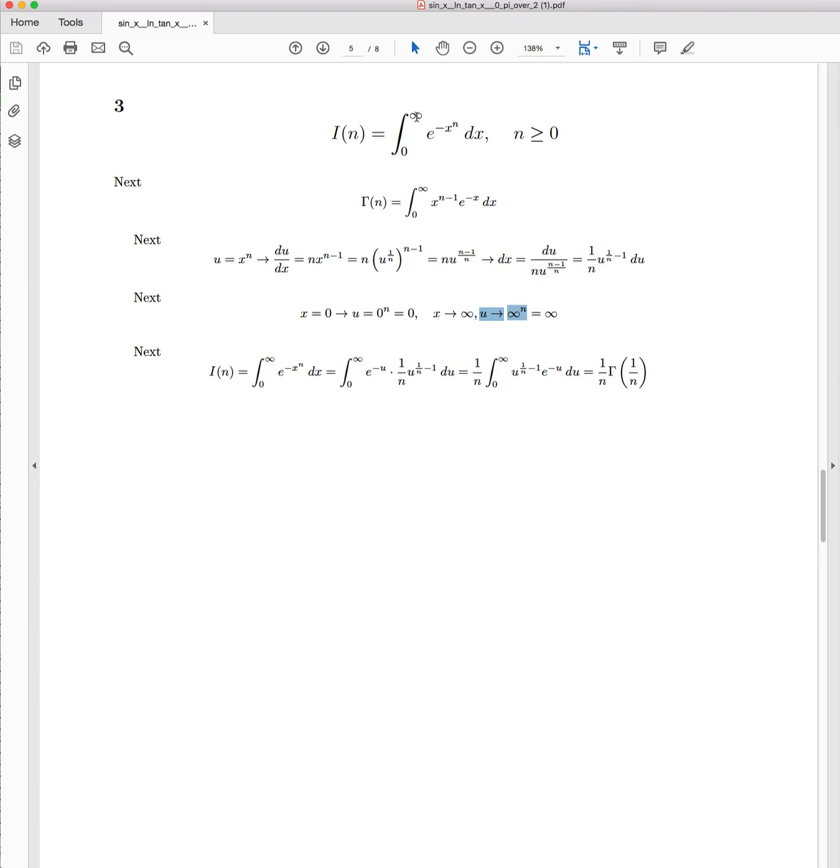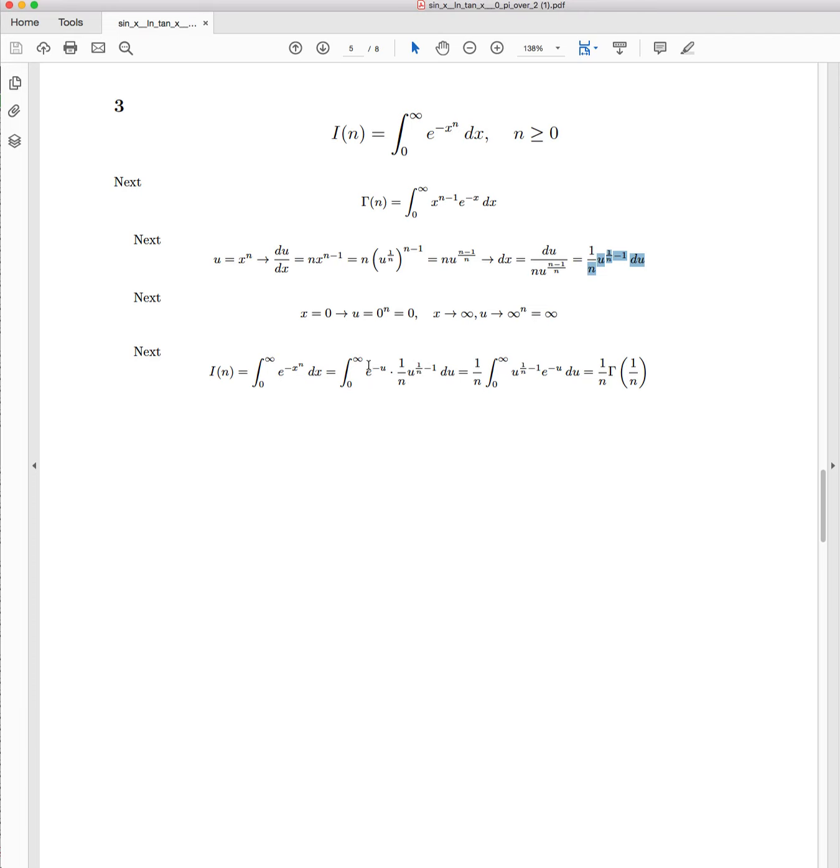So this stays exactly the same, but what we're going to have here is e to the negative u, and then for the dx component, this is going to be replaced with this component that we have here. And that's what we see in the next line. So we have I of n, which is equal to the integral from 0 to infinity of e to the negative x to the n dx, is equal to the integral from 0 to infinity of e to the negative u. This dx gets replaced with this component here, which we derived just a second ago, which is 1 over n u to the 1 over n minus 1 du.